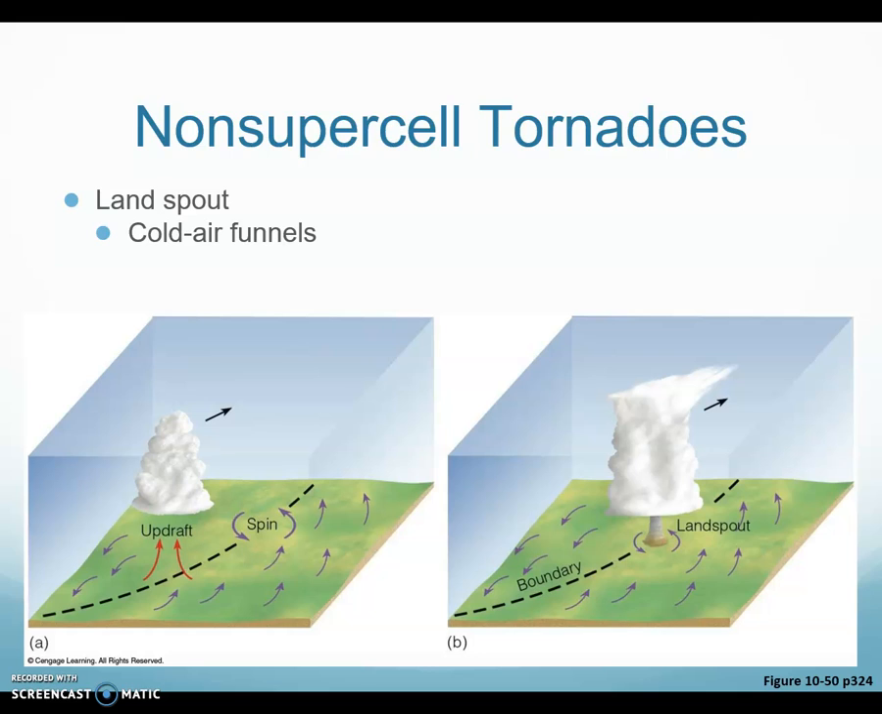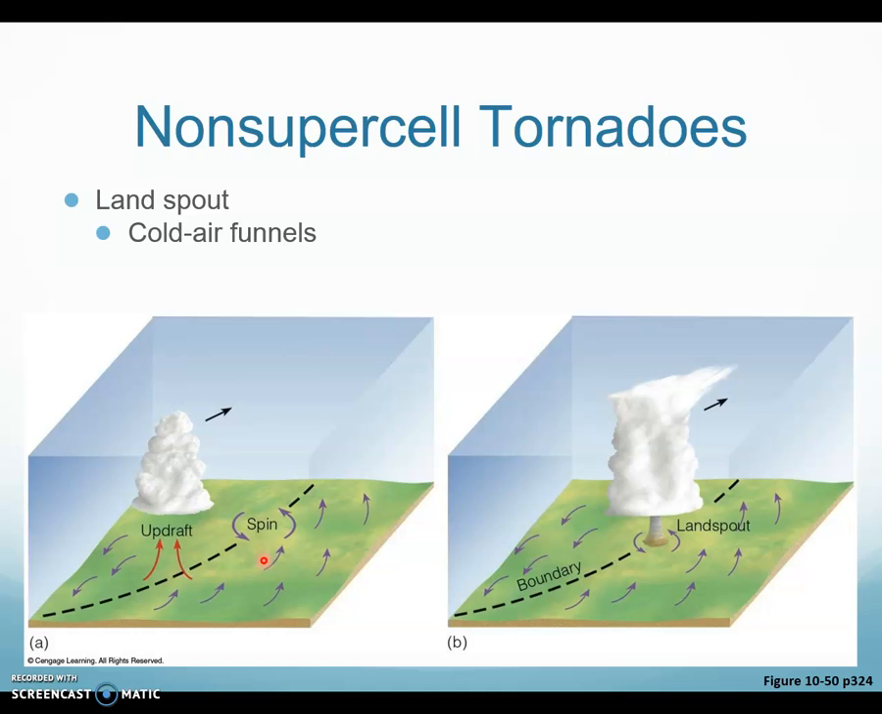Here's another common non-supercell tornado. You've got a regular cumulus cloud, which means you've got a nice strong updraft. And you've got winds passing by in the area. You get a little bit of wind shear, you create some spin. The spin and the updraft are in different places. But as the cloud starts to move along, the updraft may merge with the spin, creating ourselves a little tornado.